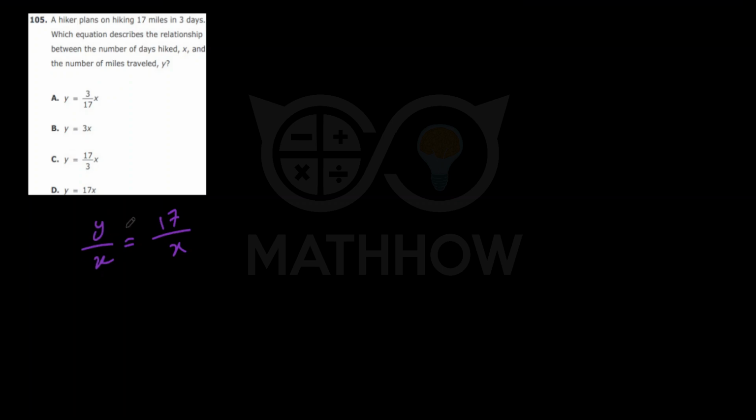This equation represents the proportional relationship. So multiplying with x on both sides, 17 over this will be 3. So y equals 17 over 3 x. The correct equation that describes the relationship is option C. Y equals 17 over 3 x.